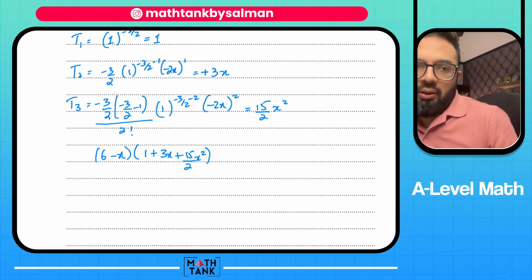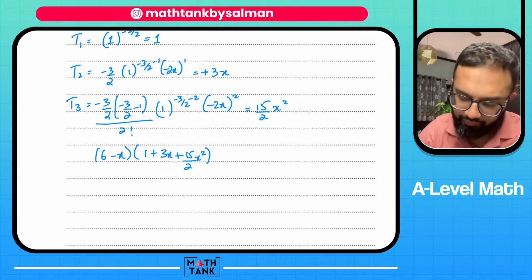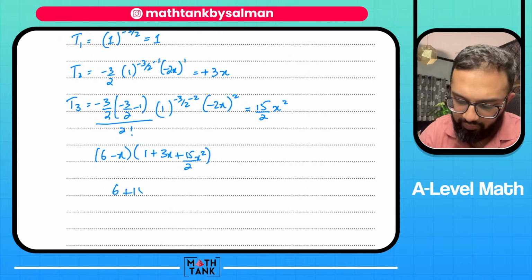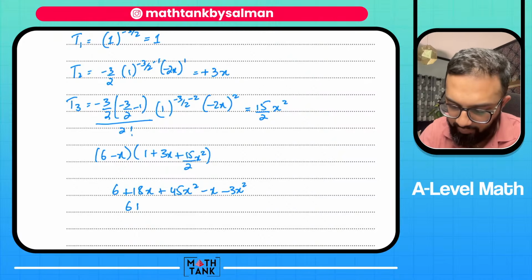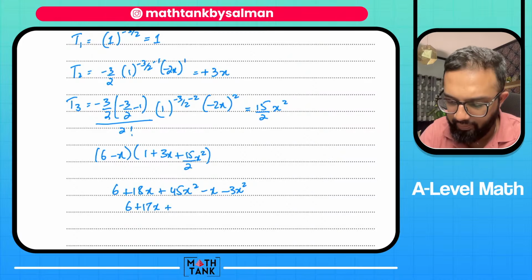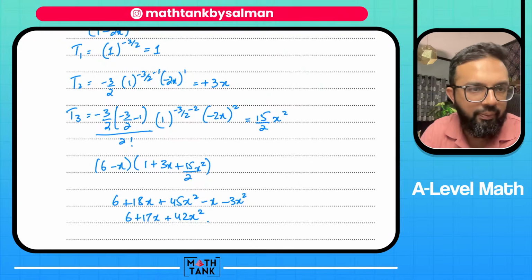But multiplying, you get 6 plus 18x plus 45x squared minus x minus 3x squared. Yeah, that's it. So 6 plus 17x plus 42x squared. That should be the final answer.